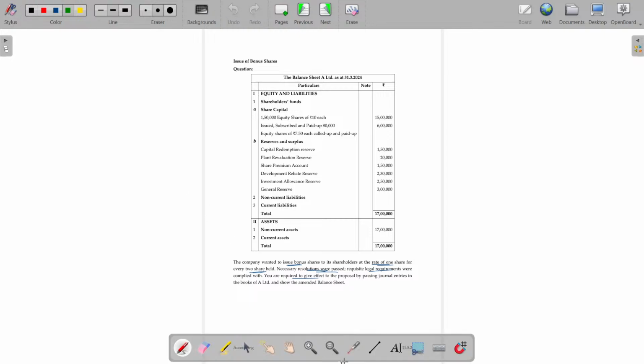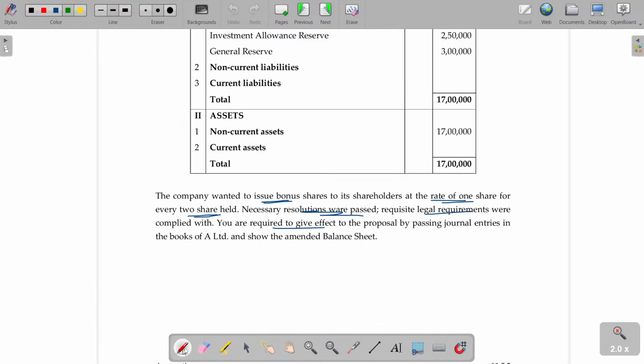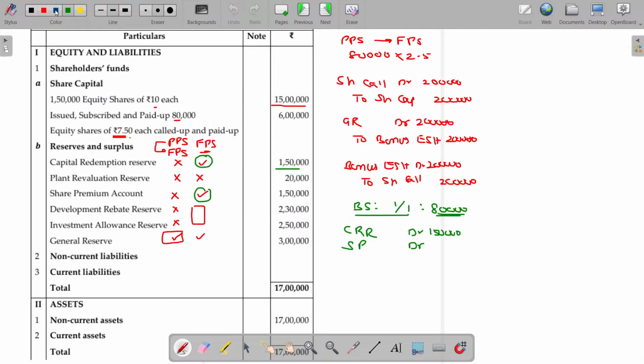Here I missed. 1 share for every 2 shares held. Then how many shares are issued? 40,000 bonus shares. Make a correction. 40,000 bonus shares are issued.